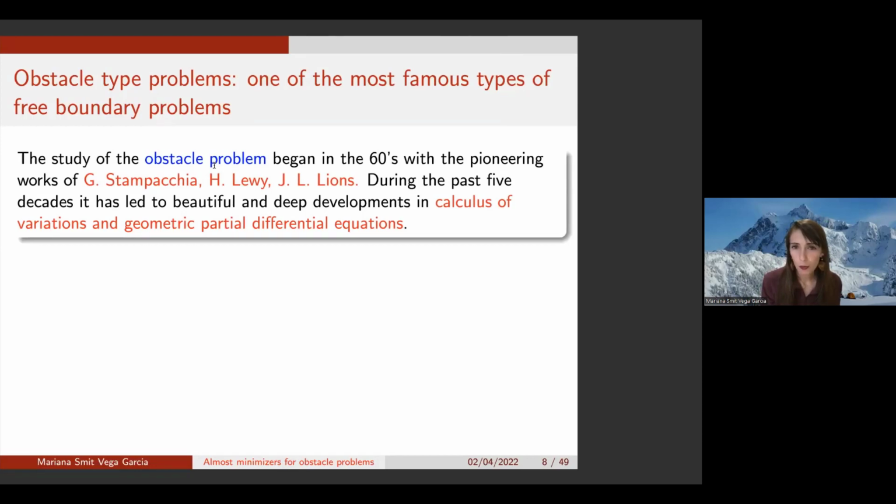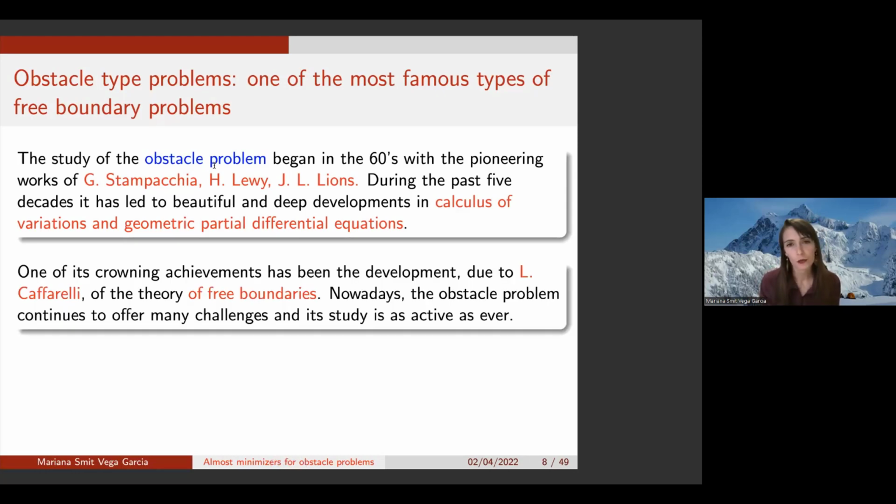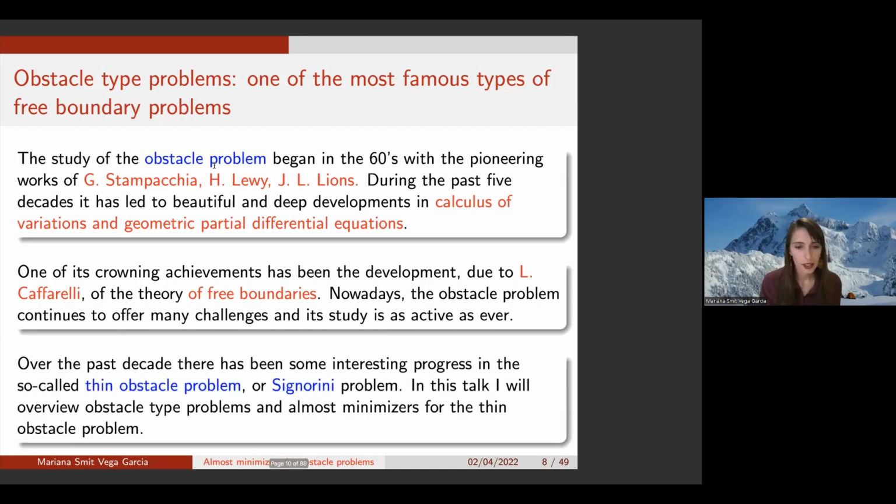So the study of this obstacle problem began in the 60s with works of Stampacchia, Lewy, and Lions, and it has led to really nice developments in calculus of variations and geometric PDEs. One of the beautiful achievements of this study has been the development of the theory of free boundaries by Caffarelli and many others. And nowadays, people are still very interested in obstacle type problems. We still have a lot of different people working with variations of this in the context of minimizers, or, as I'm going to talk today, almost minimizers. So in particular, I want to focus a little bit on the thin obstacle problem, also called the Signorini problem. Today, I will talk a little bit about the minimizing problem and then the corresponding almost minimizing problem that arises from that.